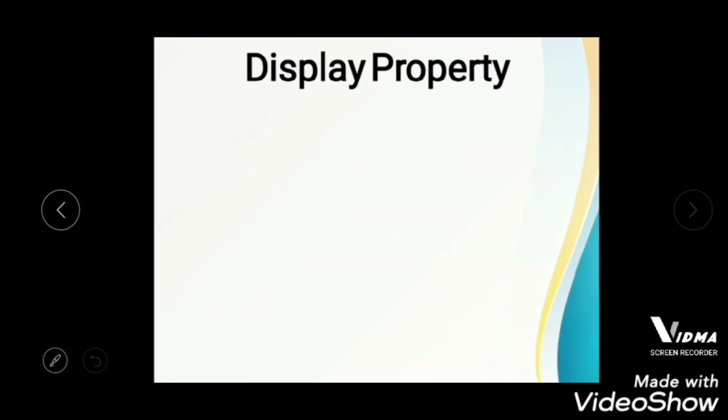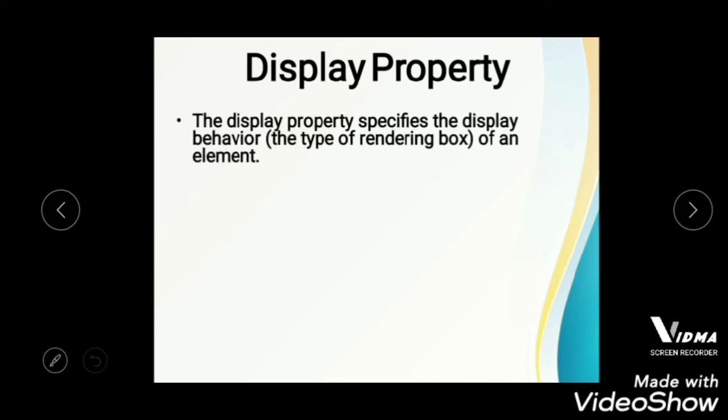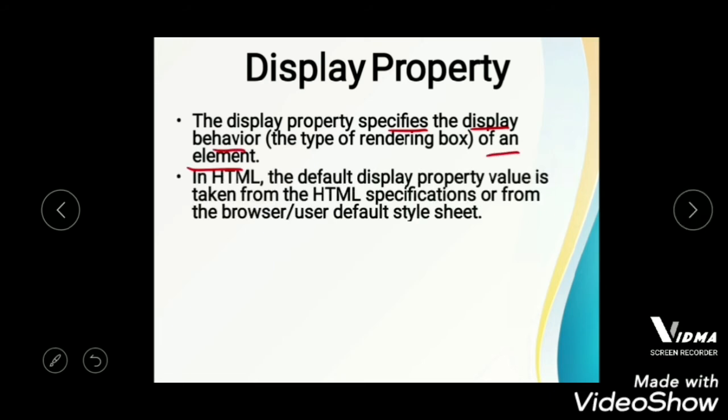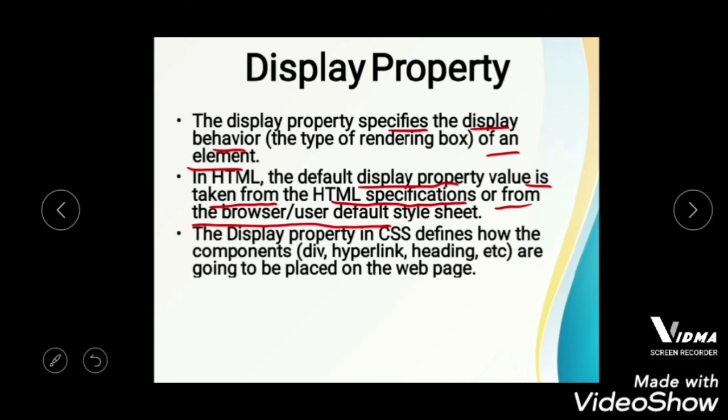Next is the display property. The display property specifies the display behavior of an element. In HTML, the default display property value is taken from the HTML specification or from the browser or user default style sheet. The display property in CSS defines how components like div, hyperlink and heading are going to be placed on the web page.